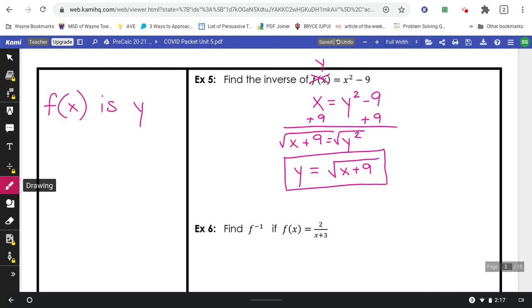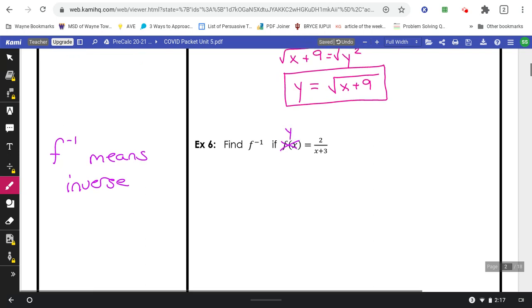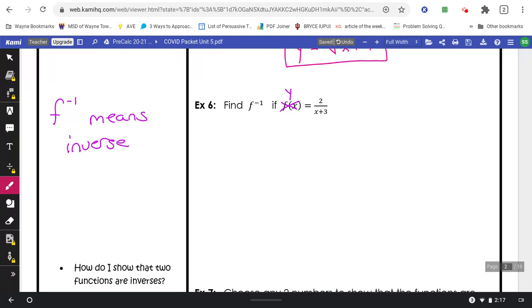Let's look at problem 6. All right, find f to the negative 1. So we are learning a lot about function notation, and f to the negative 1 is just function notation. That means inverse. It actually has nothing to do with exponents, and it has nothing to do with negatives. It's just their notation to mean inverse. So this is literally just saying find the inverse of this function. We'll start by taking f of x, changing it back to our letter y. And we'll start by switching the x with the y.